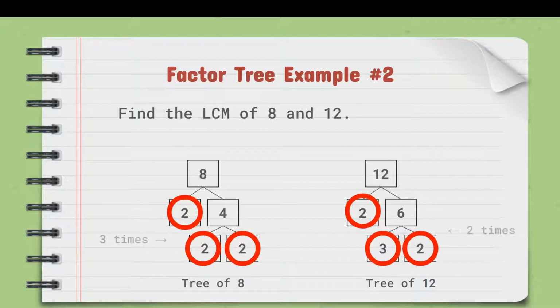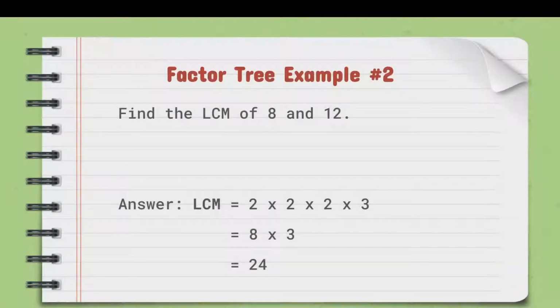2 occurs 3 times on 8, and this occurrence is greater than the number of times it occurs in 12. So the LCM is currently 2 times 2 times 2. And are there any more prime numbers? Yes, there is the number 3 left, and it only occurs once in 12, so it is the most occurred instance. And as a result, the LCM becomes 2 times 2 times 2 times 3, which is basically 8 times 3, and the answer is 24.